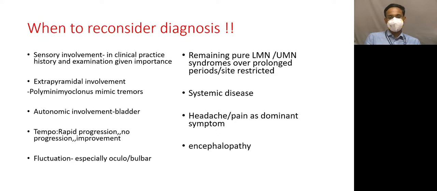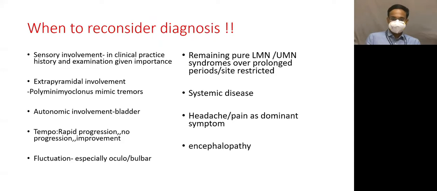Significant autonomic involvement, like I told you, the bowel and bladder are relatively spared, postural hypotension, any of these symptoms, if they are there, then that is not consistent with the diagnosis of motor system disease. And very rapid progression, patients becoming weak over a week, I mean, patients becoming completely quadriplegic over a week, over days, over minutes. Those are not presentations consistent with motor system disease. Or progression over many years where the weakness has remained static, or improvement in the history, or relapsing-remitting kinds of presentations. If that is the tempo of the illness, one should always reconsider the diagnosis of motor system disease.